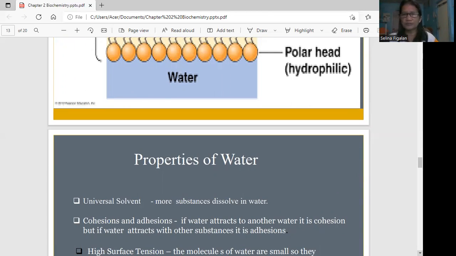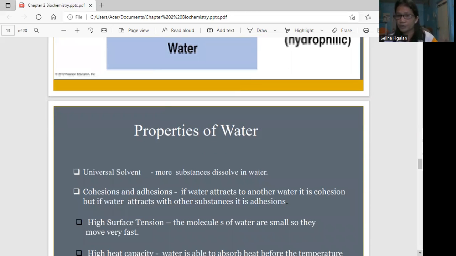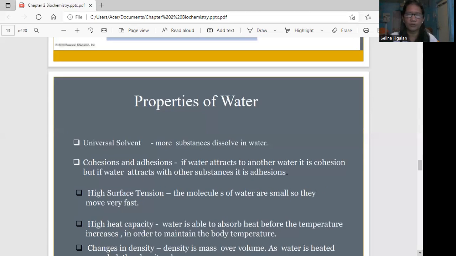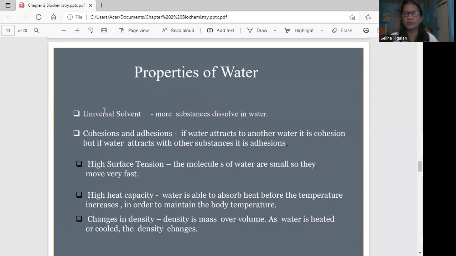Let us first know about the properties of water. Aside from water being a universal solvent, hindi siya sinabi na all substances dissolve in water. Why? Because there are some substances na hindi pa rin kayang i-dissolve sa water. So yun ang sa inyong mga incoming modules or chapters. It says here that the first property of water is that water is a universal solvent, which means there are more substances dissolved in water.